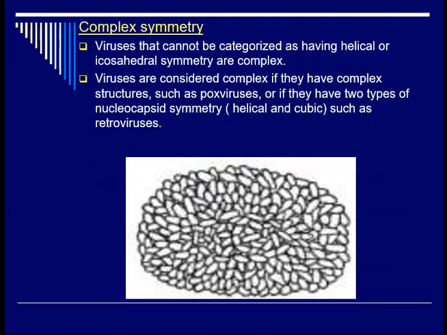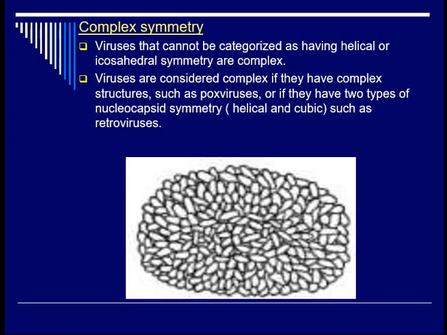Now, the complex symmetry of the nucleocapsid. Here, the viruses cannot be categorized as having helical or icosahedral symmetry, so they are said to have complex symmetry. Viruses are considered complex if they have a complex structure, as in the case of poxviruses, that is to say, they cannot be categorized as helical or icosahedral, or they have the two types of nucleocapsid symmetry, the helical and the cubic symmetry, at the same time. This is the case in retroviruses. So the two examples of complex symmetry of viruses are the poxviruses and the retroviruses.